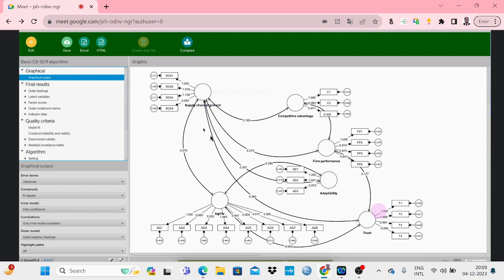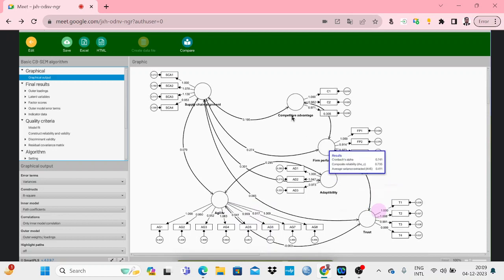So as you can see, we have supply chain alignment here, agility here, 8 items, adaptability here, 3 items, firm performance here, 4 items, competitive advantage, 3 items, trust, again, we have 4 items. So we want to see whether this arrangement that we have made, that we are measuring supply chain alignment by asking these 4 questions, agility by 8 questions and so on, whether this is a valid and reliable instrument or a valid and reliable questionnaire or not. So for this, we conducted our confirmatory factor analysis. We loaded all the variables in the canvas, drew covariances between them, and then hit calculate.